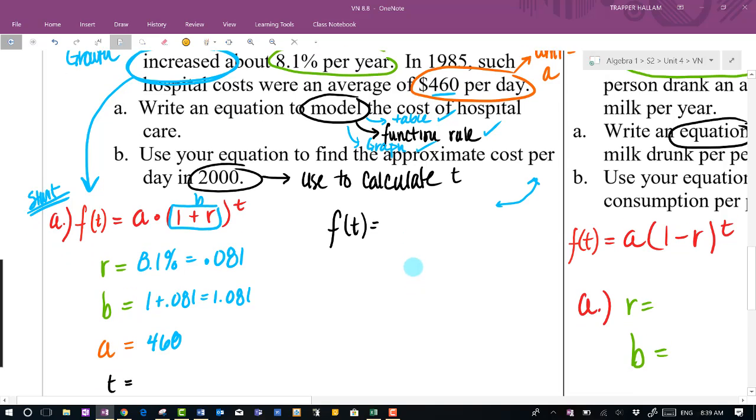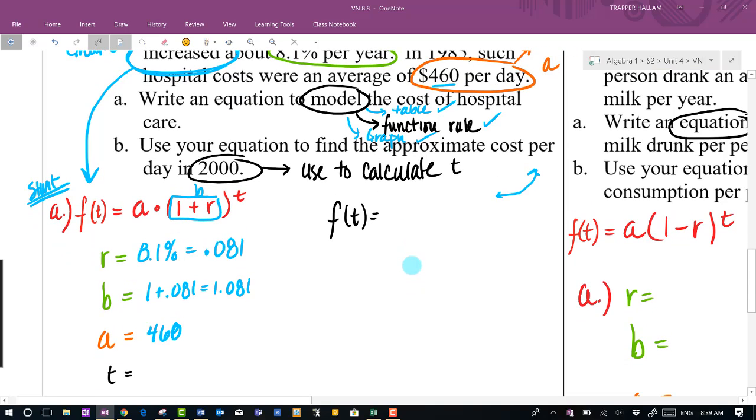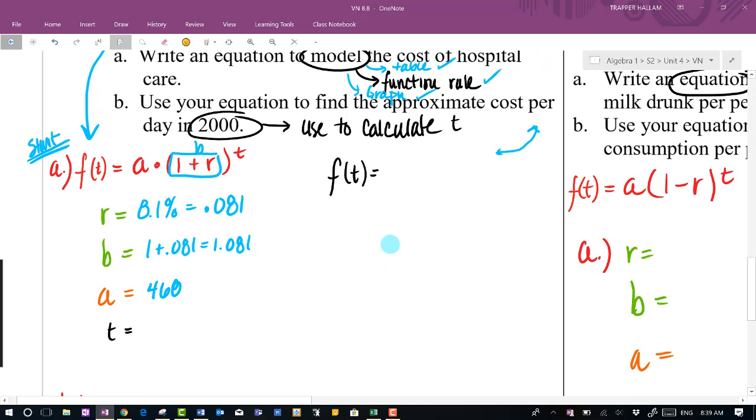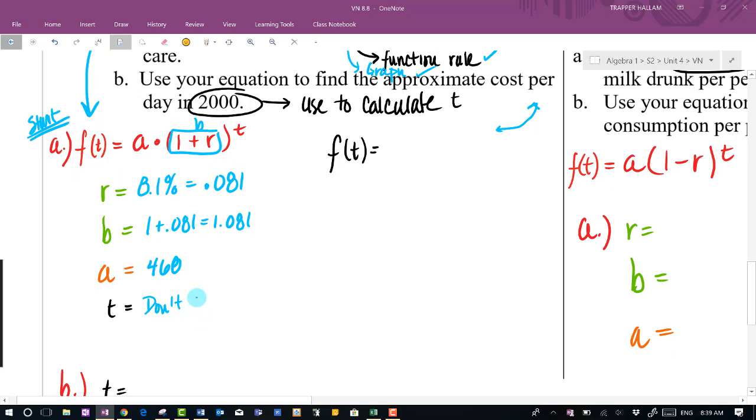And remember, when you're making a model in terms of a function rule, we want to make sure that that's represented as an input, right? You should have an input and an output for every type of function rule that you have, and t is going to represent our input. So right now we don't know this yet. We're going to find out in B because we can see where it is there, right? Don't know yet.